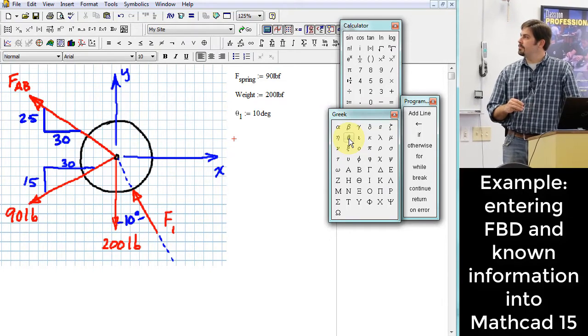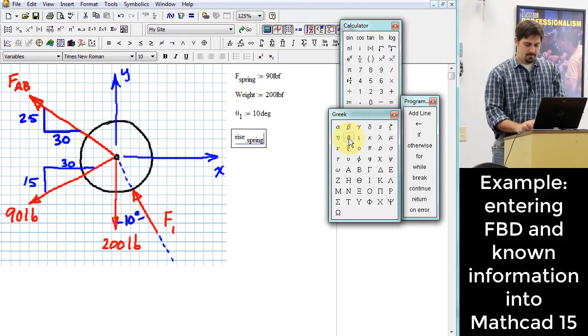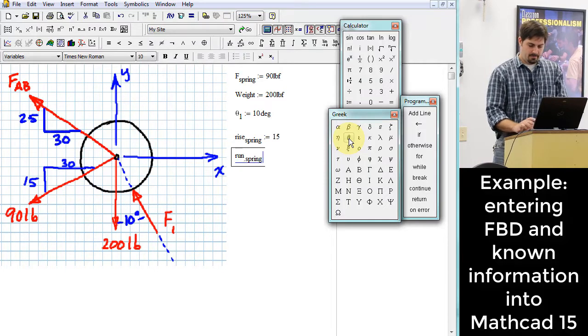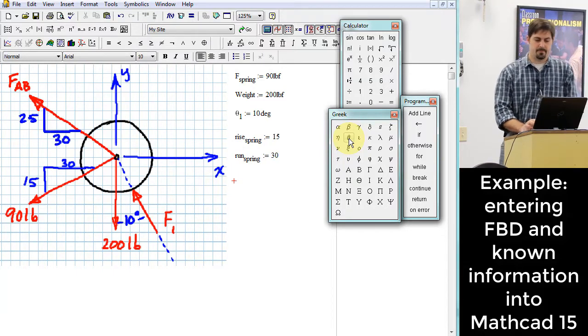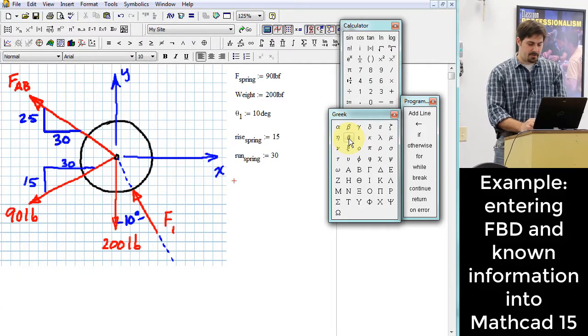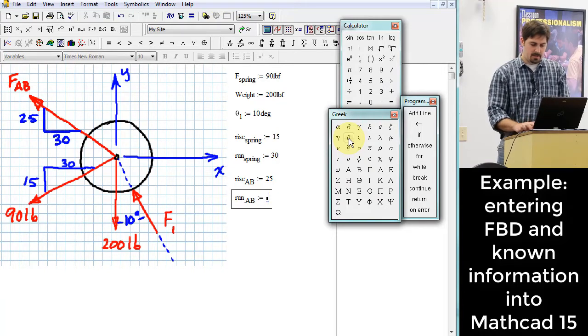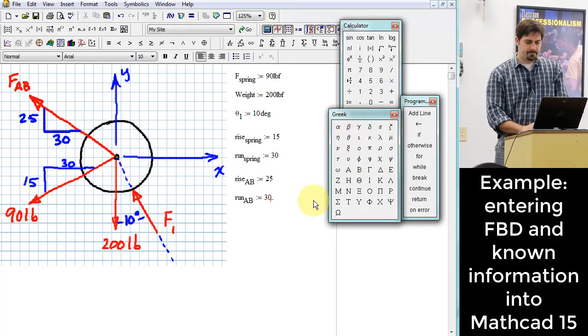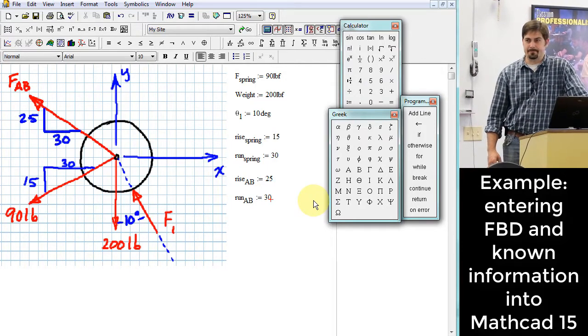All right, what else? Okay, maybe I'll name one of these the rise of the spring. And what is that? 15. The run of the spring will be 30. What else? Rise and run of the link, right? So I'll call it rise AB. How about that? I've got nice labels on those. It's 25. And run AB is 30. Okay? And that basically takes care of the givens in the problem.